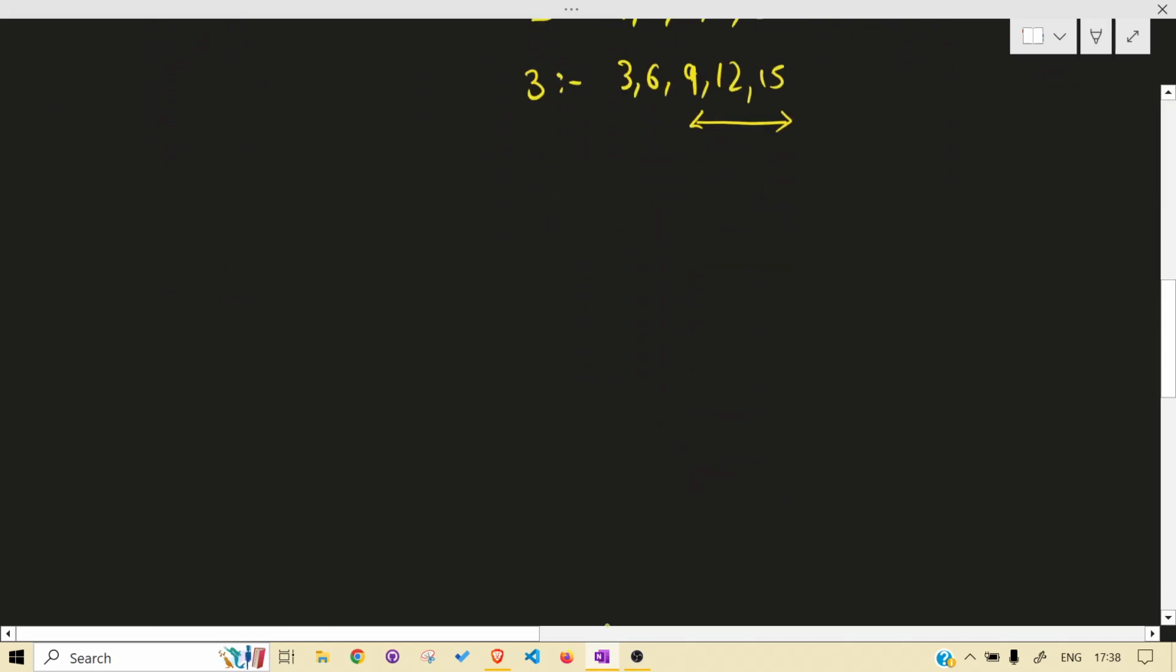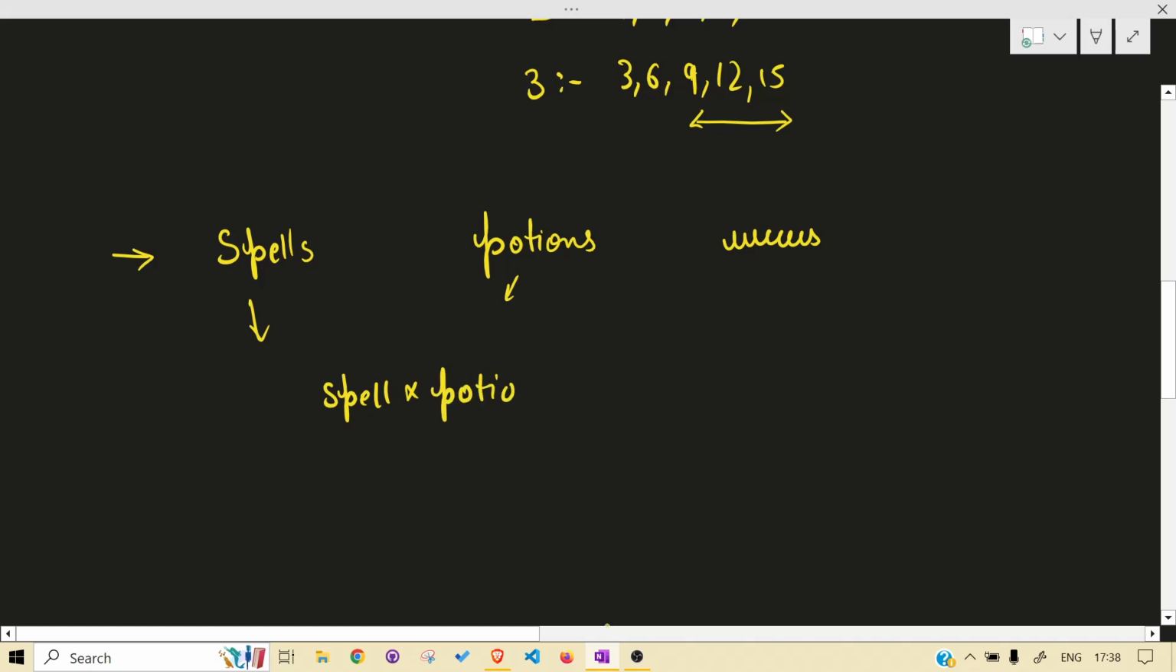So let's understand how we are going to do it. Let's observe, we are given two things: the spells vector, the potions vector, and the success variable. Let's take one spell and one potion, multiply them, and what we seek is that this should be greater than or equal to success in order to be accepted. I hope this much is clear.